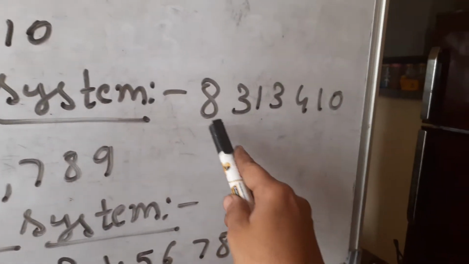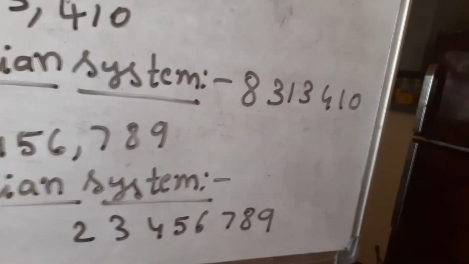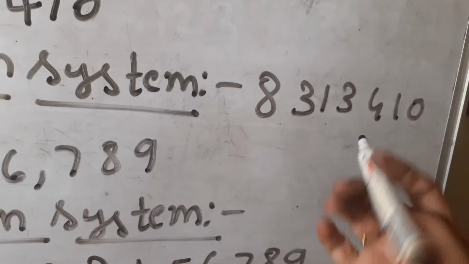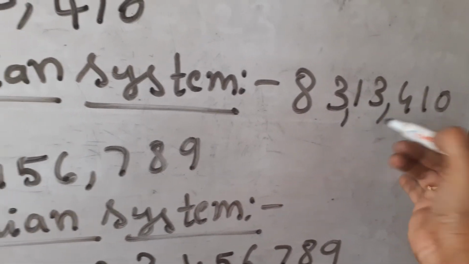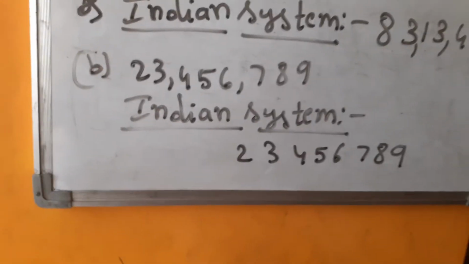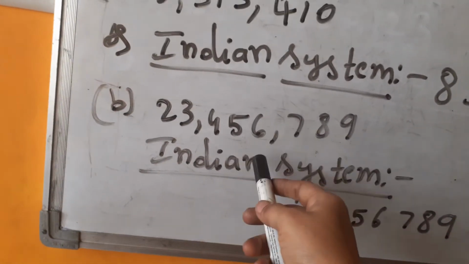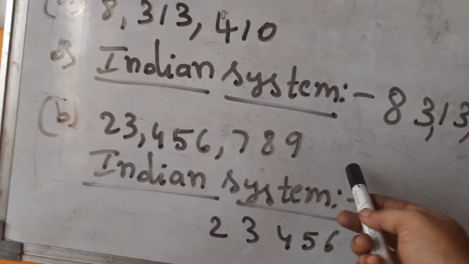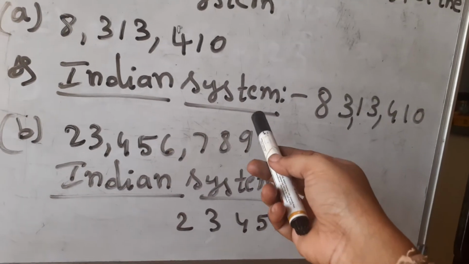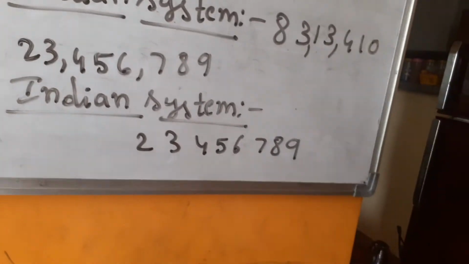First we have to write 8313410. In the Indian number system, this becomes 83,13,410. Next, B question: 23,456,789. This is the international number system, so we should convert to the Indian number system. See how to convert.